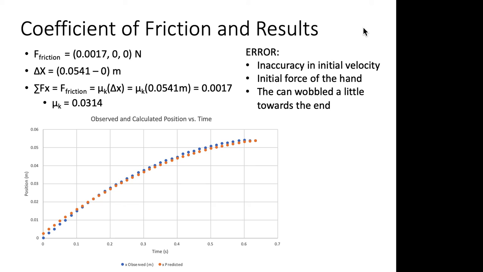Finally, there were some error factors. There could have been some inaccuracy in finding the initial velocity, being that I used the first couple of points, which isn't entirely accurate. Furthermore, the initial force of the hand could have contributed somehow to the way the can moved. And towards the end, when it came to a rest, the can wobbled a little bit, which definitely could have contributed to this trajectory.